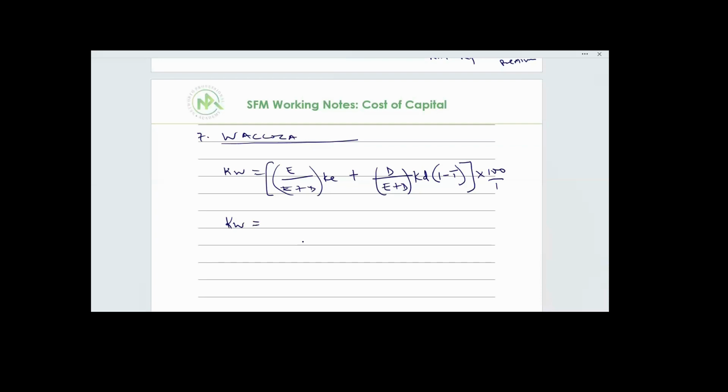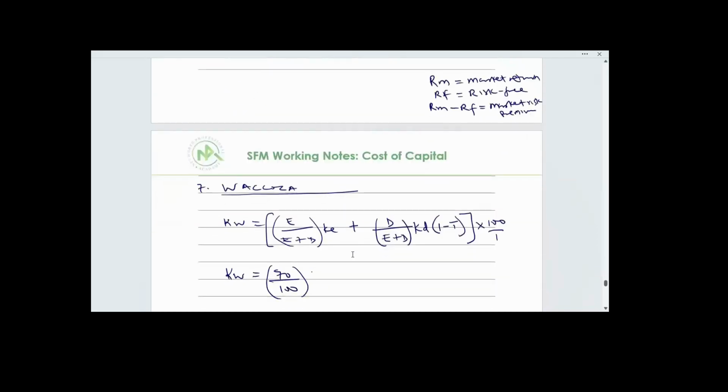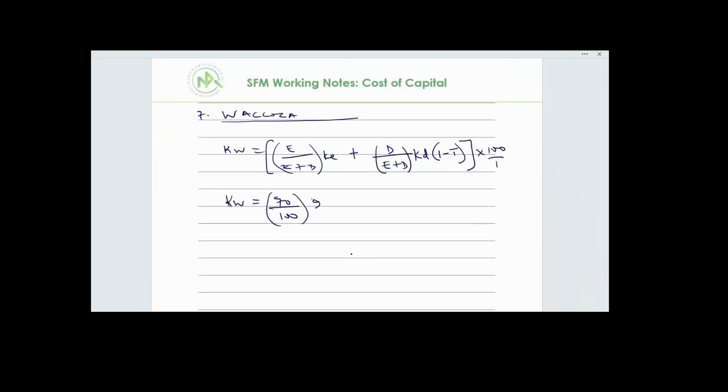Kw equals equity value. Examiner has told us in the question that debt is 30, then equity is 70%. So here will be 70 divided by 100. There's no need for you to be doing 70 over 100 on the day of your exam. Just simply put 0.7 multiplied by cost of equity, which we got as 9.68%, plus debt value, which is 30 divided by 100, multiplied by cost of debt.